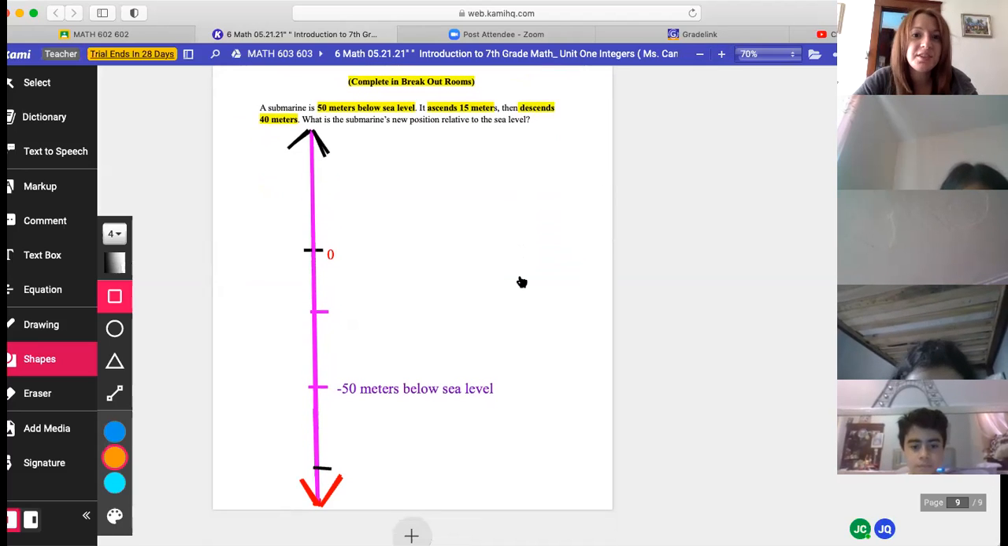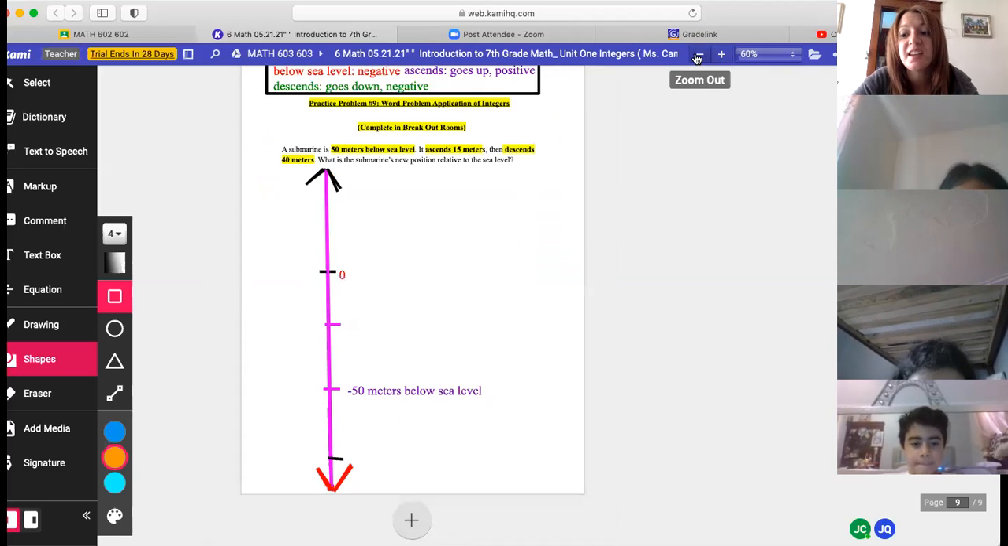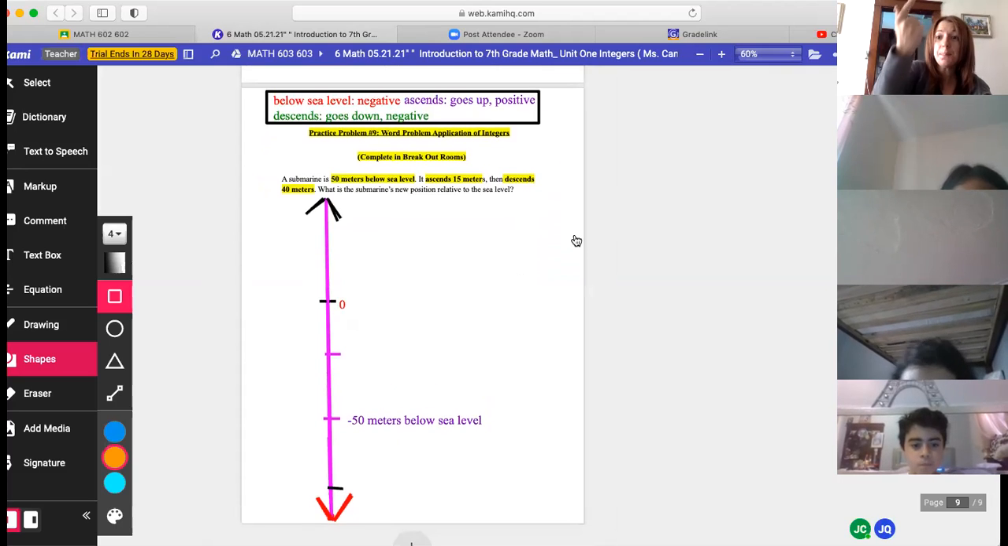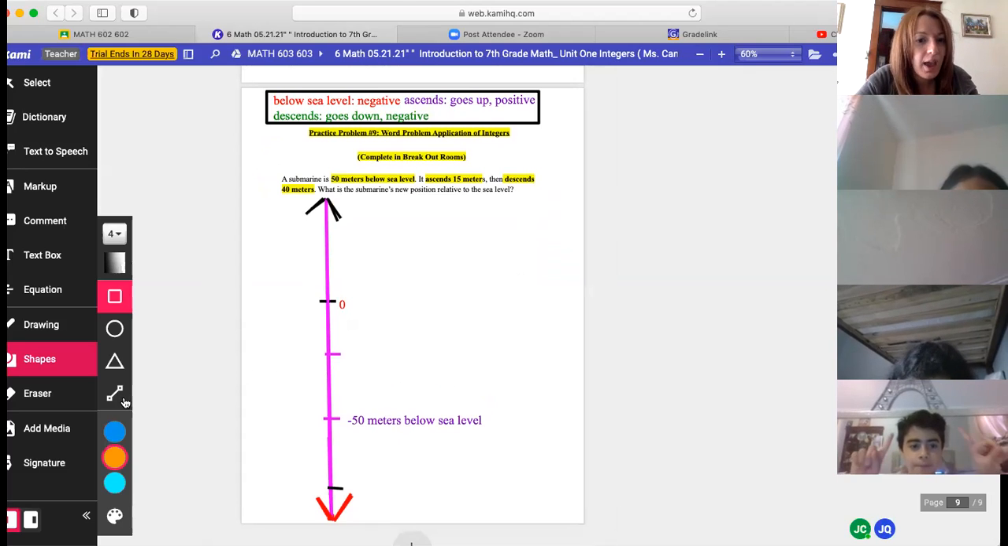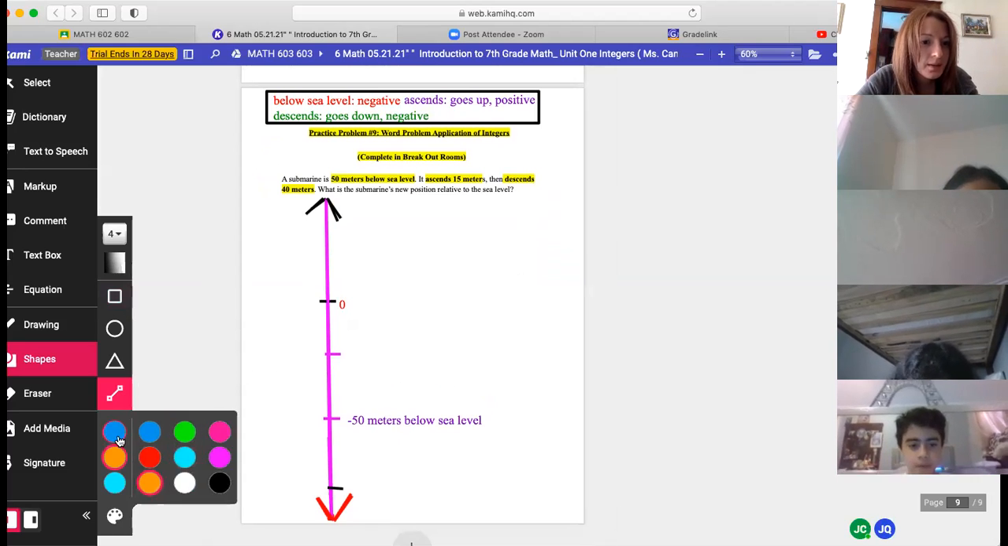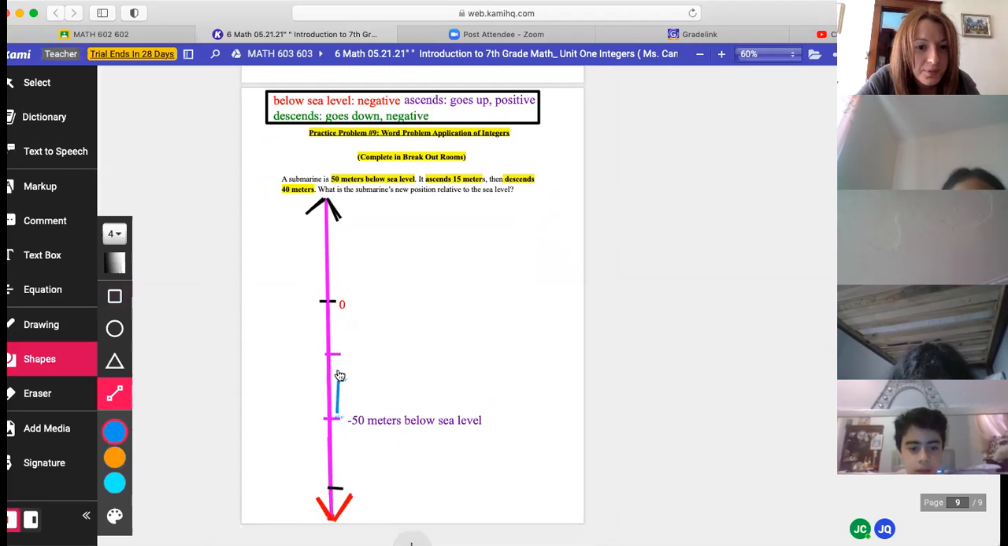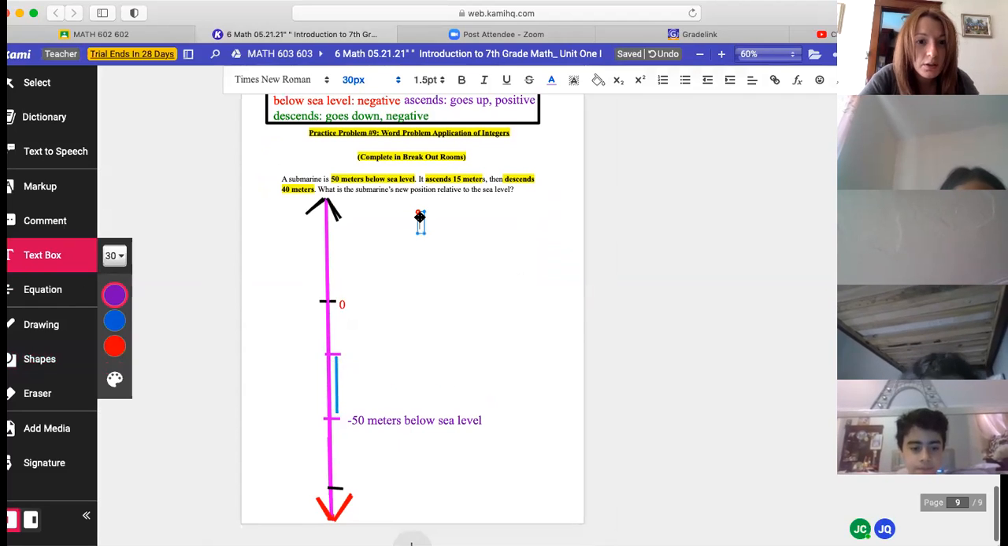Now, the next question says it ascends 15. So does that mean it goes up or it goes down? It goes up. How much? I believe 15 meters.